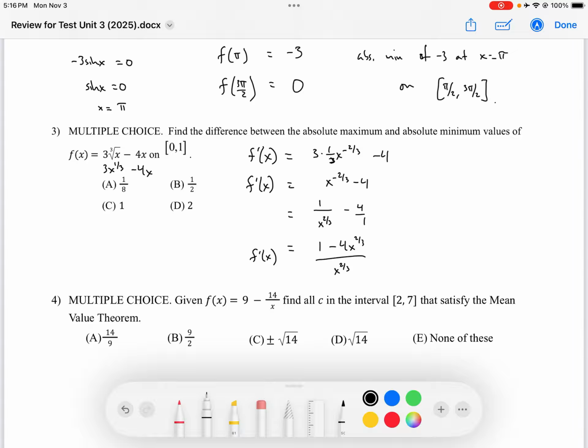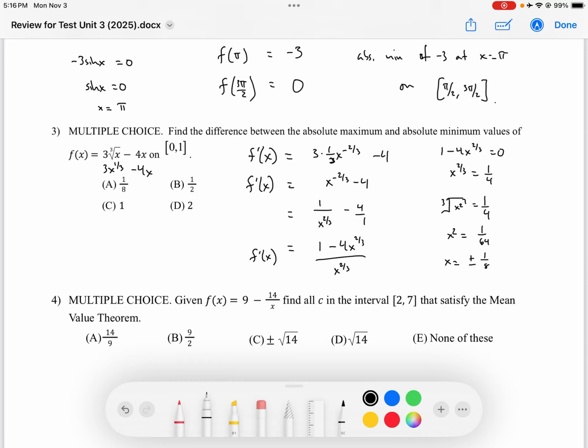Now, this derivative is 0 where 1 minus 4x to the 2/3 equals 0, which means that x to the 2/3 would equal 1/4. Now, x to the 2/3 is the cube root of x squared. So if I cube both sides, I get x squared equals 1/64. Pretty sure I've done this problem before, but that's fine. Take a square root, I get x equals plus or minus 1/8.